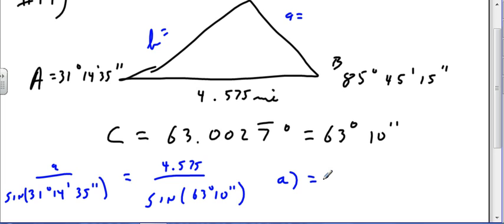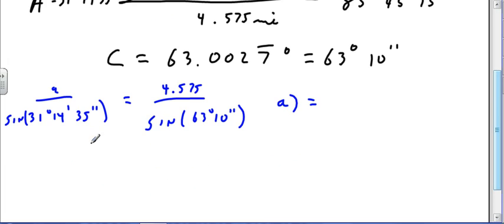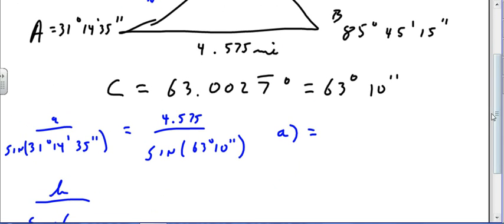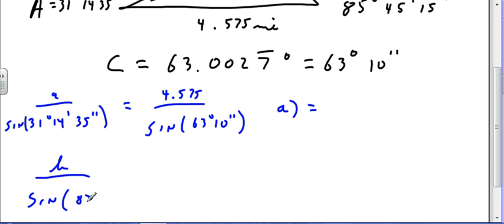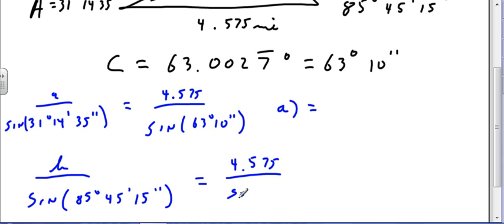So I probably have to put in 0 seconds, 0 minutes. Yeah, you got an answer for it? So Nate's going to tell us what the answer is. We'll set up B. So B divided by the sine of 85, 45, 15 is equal to 4.575 divided by sine of 63, 10.